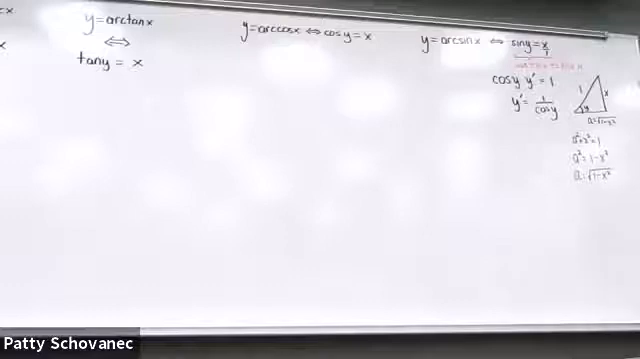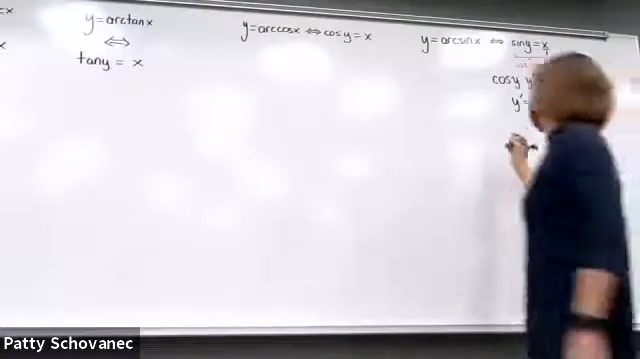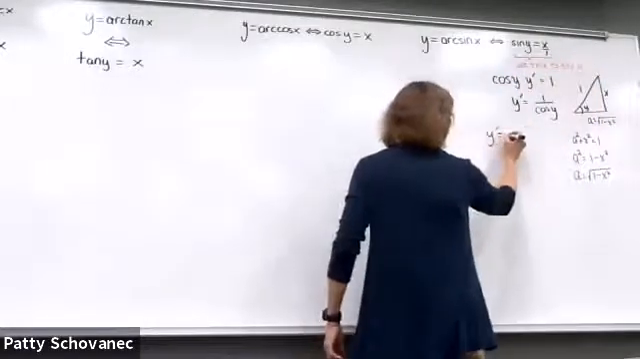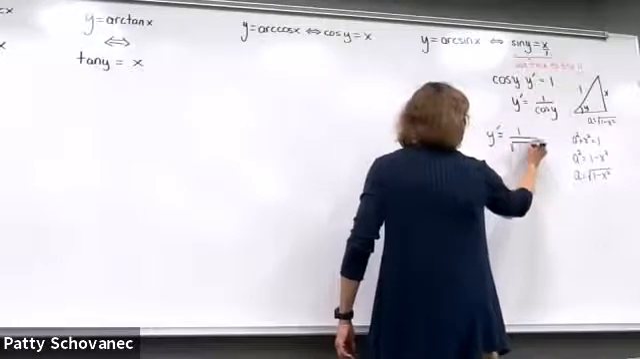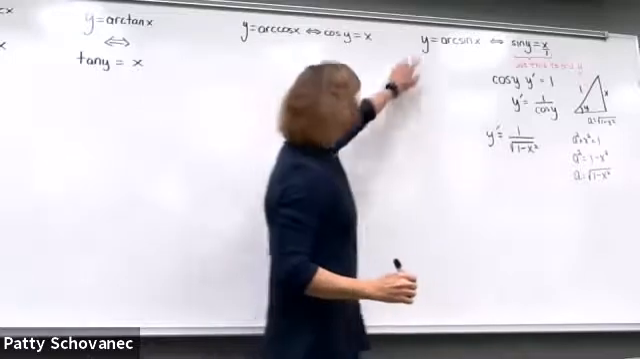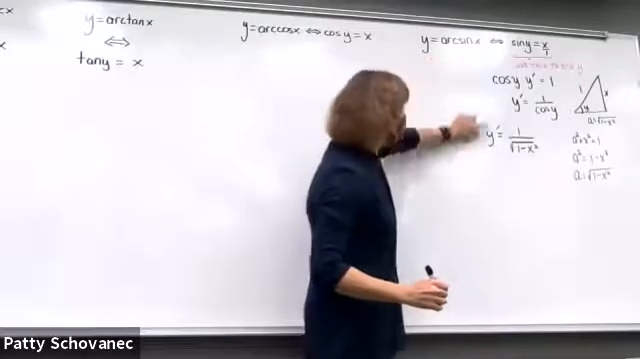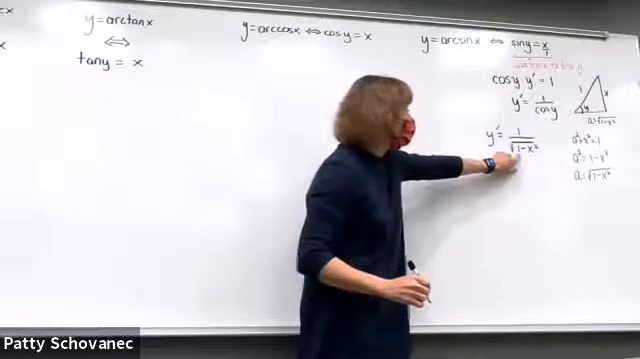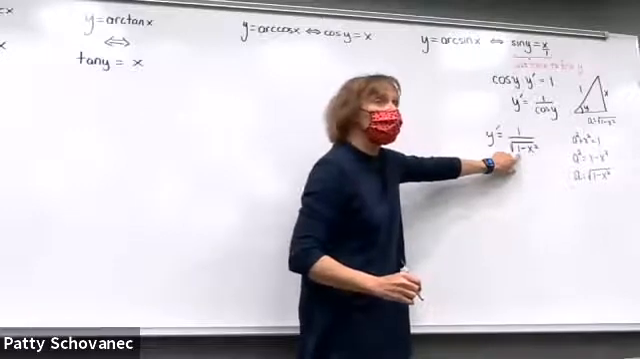And now I want you to use that triangle and tell me what the cosine of that angle y is. What's that? Just the square root of 1 minus x squared, because the hypotenuse has length 1. So I'm going to fill that in. Cosine of y is the square root of 1 minus x squared. So what we just found out was that the derivative of the arcsine of x is 1 over the square root of 1 minus x squared.